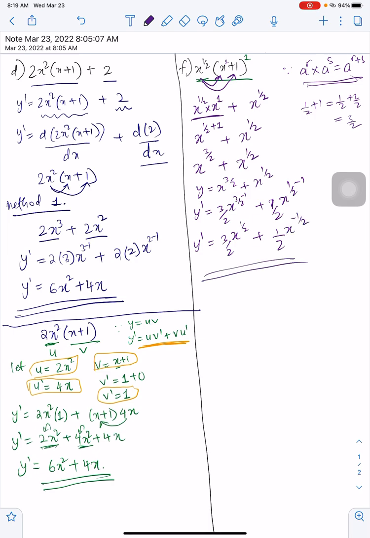Now here you cannot combine them, because they are not like terms: one is a negative exponent, another one is a positive exponent. So this is your final answer.